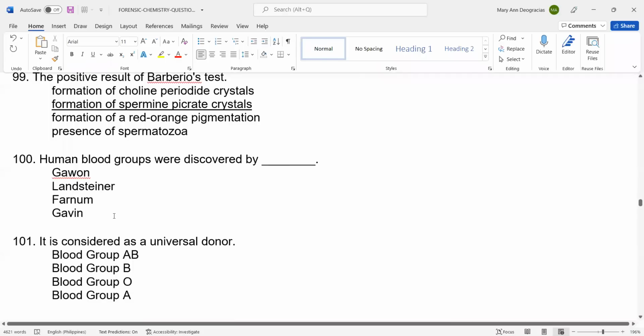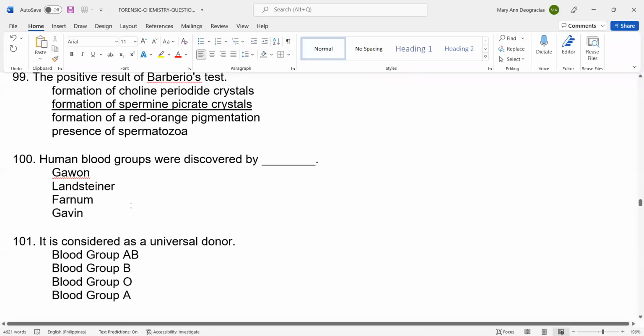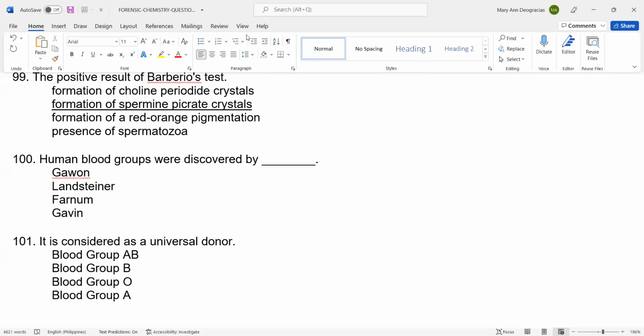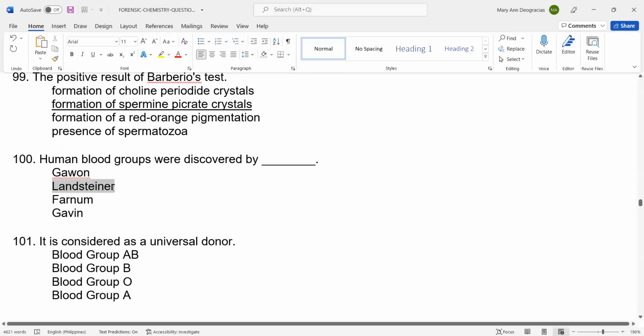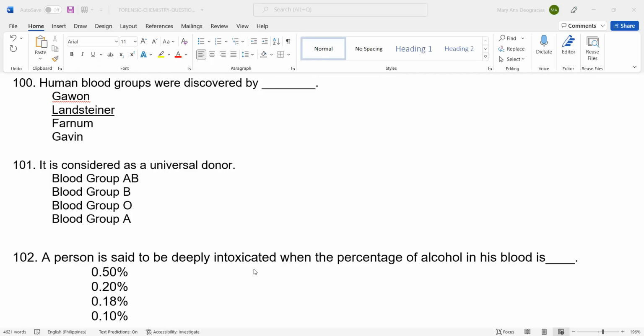Number 100. Answer. Do you have any idea? Blood groups were discovered by, letter B. It was Landsteiner. Okay. Universal donor. Common yan. It is group. Okay. Letter C. So group O.